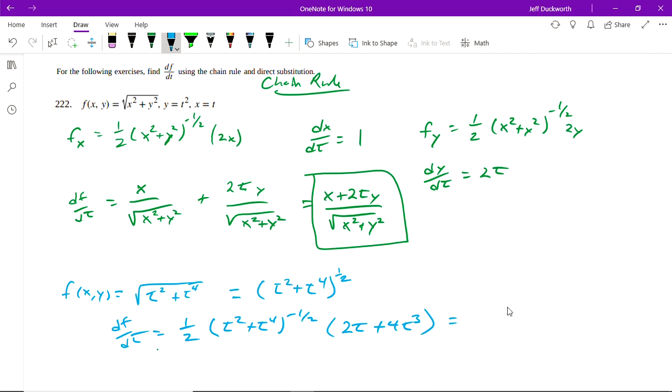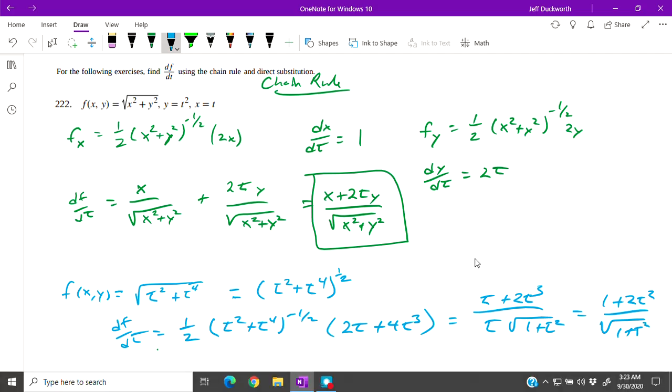And this equals, I can pull out a 2, cancel that 1/2, which gives me t plus 2t cubed. In the square root on the bottom, I can pull out a t squared, which turns into a t. That gives me root of 1 plus t squared. I can pull out a t and cancel those, so that's (1 plus 2t squared) over root of (1 plus t squared).